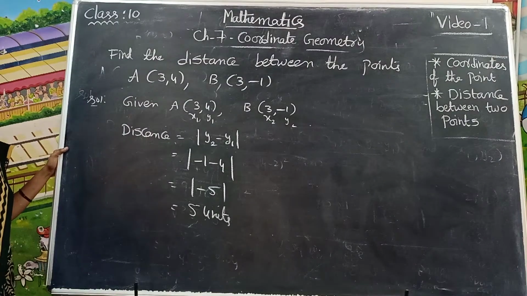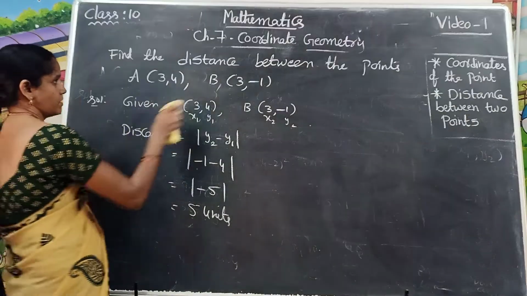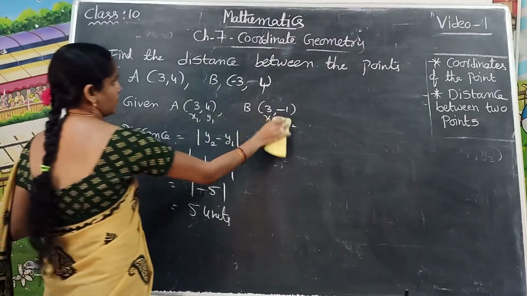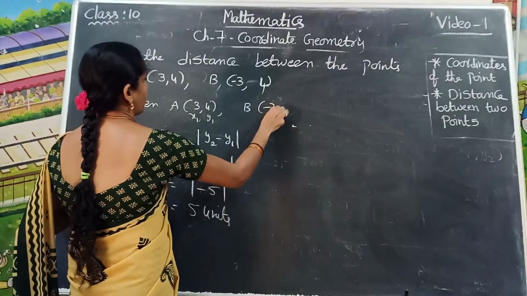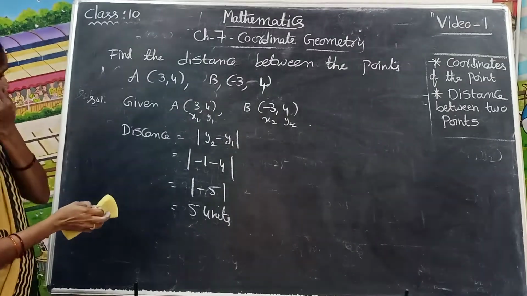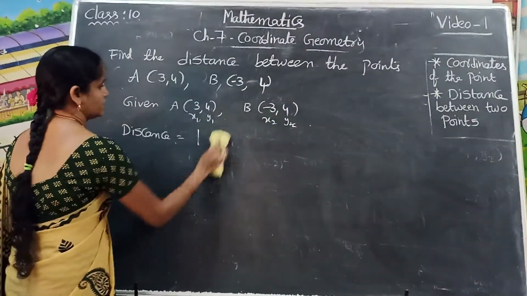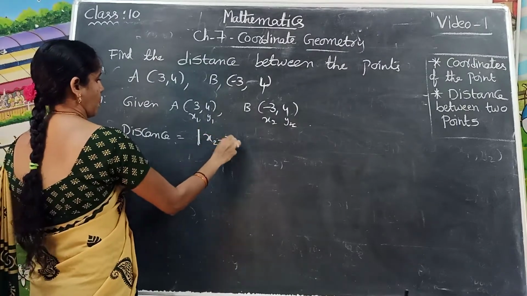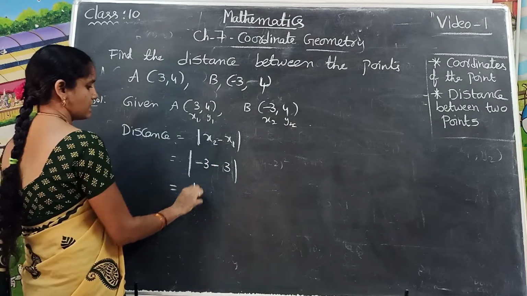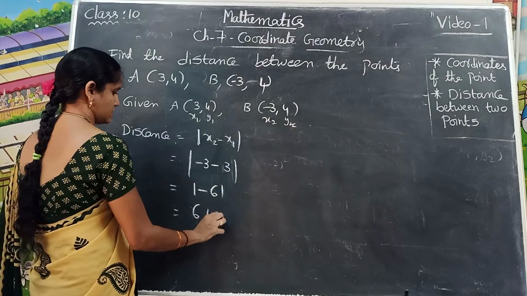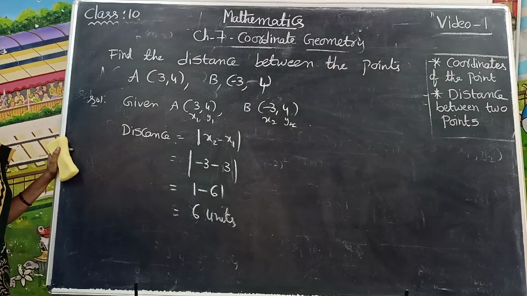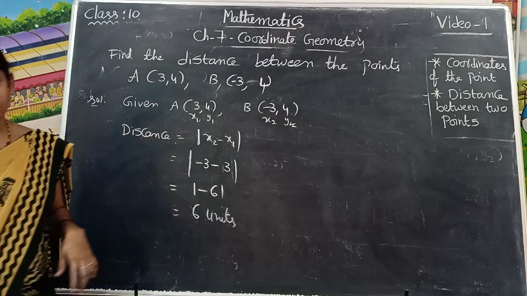In the same way, if suppose here minus 3 is there, here 4 is there. So what we observe here? We observe that y coordinates are same. If y coordinates are same, which formula we have to use? Mod x2 minus x1. What is x2 here? Minus 3, minus 3. Mod minus 6, mod 6. 6 units. So the distance between the points A and B is 6 units. Okay. So like this we have to find the distance between the points.